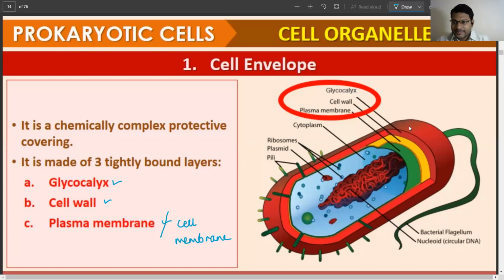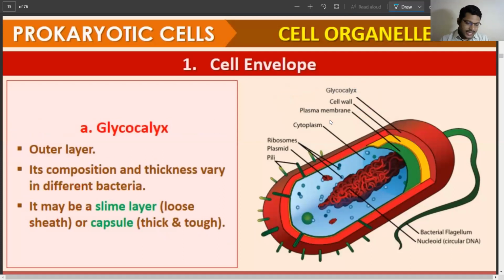If you see this diagram here, what you see is this thick outer layer. This part is called the glycocalyx, right? Next to that, we have the cell wall, this yellow part, and then finally we have the innermost plasma membrane, and inner to that, we have the cytoplasm and the other cell components that we all know about.